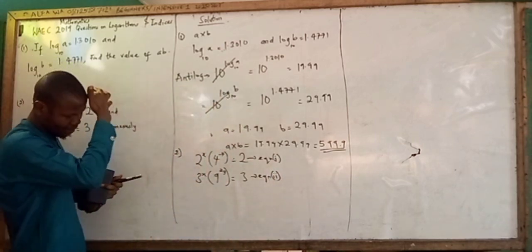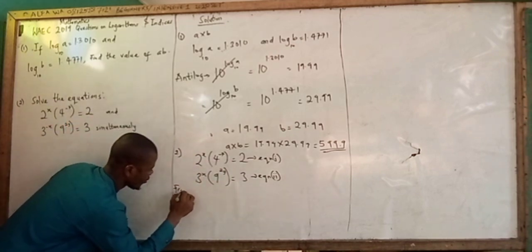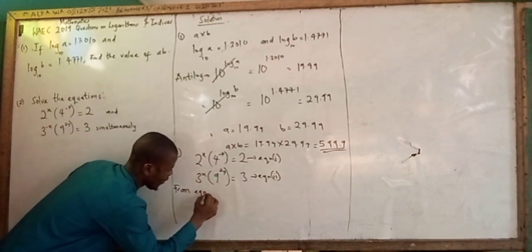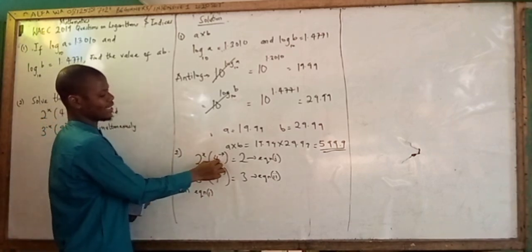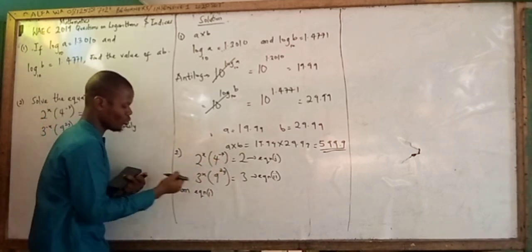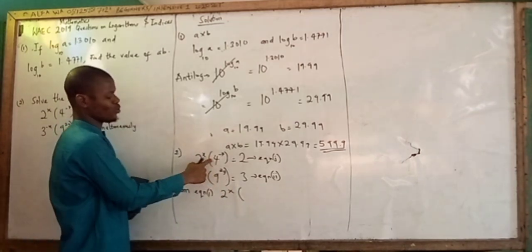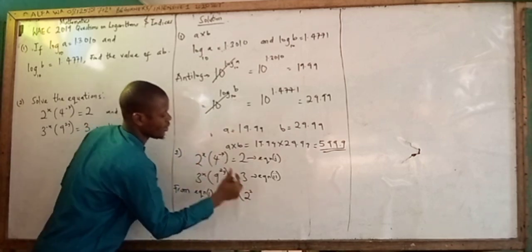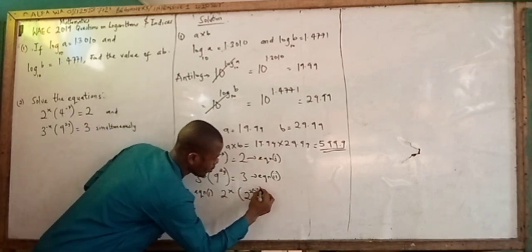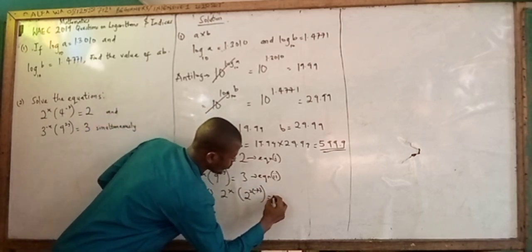So for question 1, we are going to write this 4 in the same base as 2. So we are going to have 2 to the power x, into brackets, this 4, that is 2 power 2, so 2 to the power 2, into brackets, to the power minus 7 equals 2.